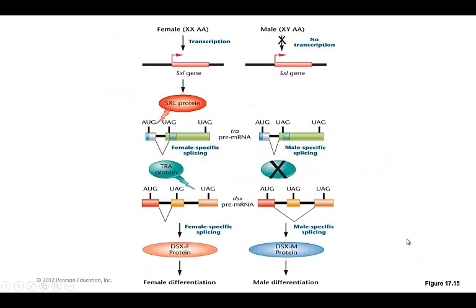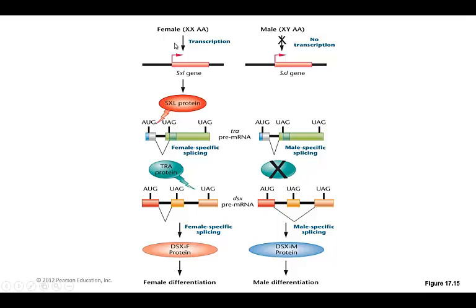Here's another example of processing. This processing can also happen so that it is different, not only in different cells, but also in different individuals. So this might depend on things like other hormones in the body. And it can lead to things like sex-specific transcription products.